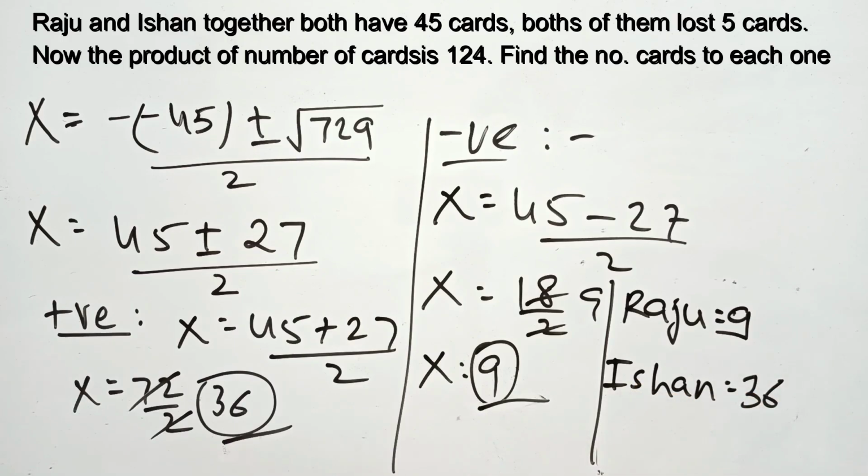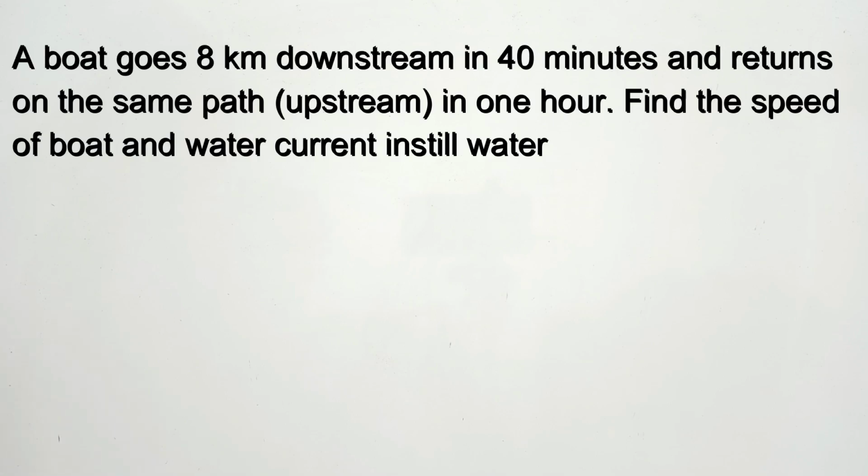A boat goes 8 km downstream in 40 minutes and returns on the same path in 1 hour. Find the speed of the boat in still water and the speed of the current.